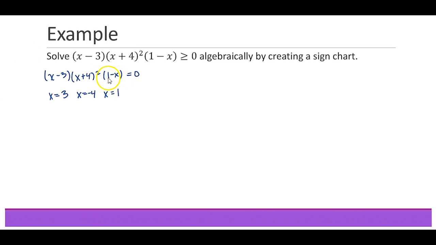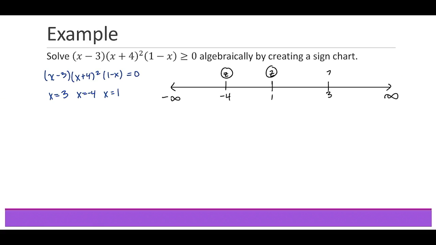So what's the value that will make 1 minus x equal 0? Well, positive 1. So these are my zeros. So in the same way you'd find them to graph them, we're going to find them, but to put them on a number line. So we're going to go ahead and graph our number line. And the domain of any polynomial is all real numbers. So our number line will have negative infinity to infinity. And we'll plot our zeros. Negative 4 is a 0. We have positive 1 is a 0. And positive 3 is a 0.